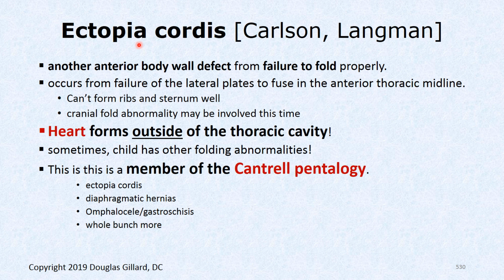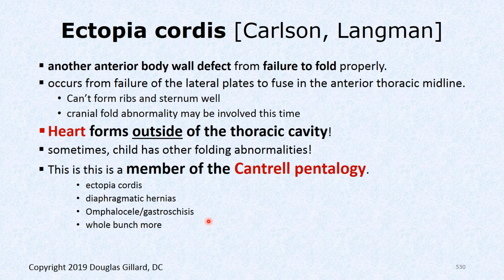Another folding defect happens up in the chest. This is called an ectopic cordis. It occurs from failure of the lateral plates to fuse in the anterior thoracic midline. Oftentimes ribs don't form. A sternum may not form. And the heart literally forms outside the thoracic cavity. This is one of the members of the Pentalogy of Cantrell, which includes ectopic cordis, diaphragmatic hernias, gastroschisis, omphalocele, and a whole bunch more.